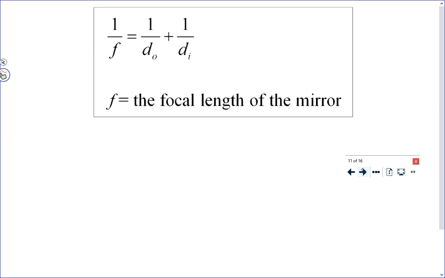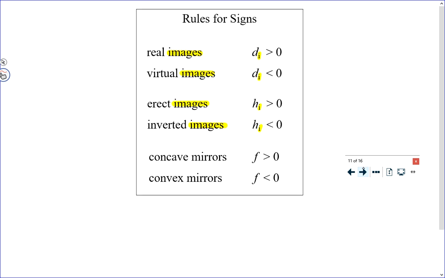Now, the second equation is the focal length equation, and it simply says if you take 1 over the focal length, you have to get the same thing as 1 over the displacement of the object plus 1 over the displacement of the image if you want to get a focused, clear image. Now comes the sneaky part. There's a whole bunch of rules for when things are positive and when things are negative. So here are the rules for the signs.